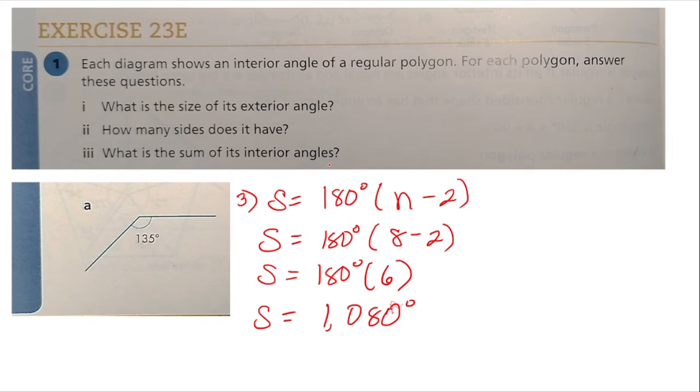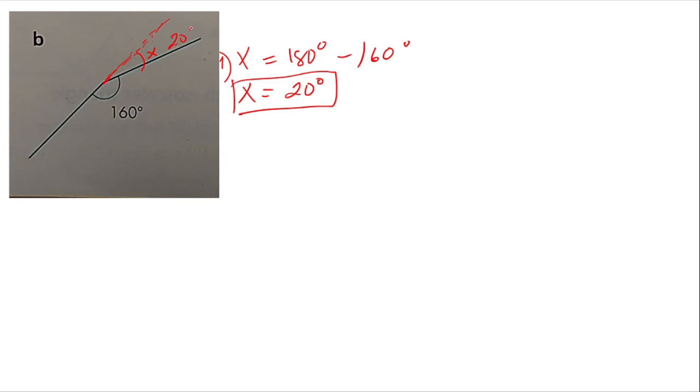Next, number 2 or letter B. So, 160 degrees. So, pwede tayong, again, step 1, gawa tayo ng straight line or extension. Itong line na to. So, let x ulit. So, x, number 1, is equal to 180 degrees minus 160 degrees. So, x is equal to 20 degrees.